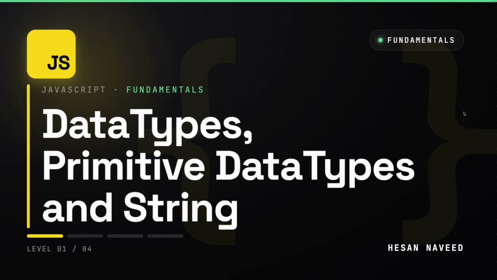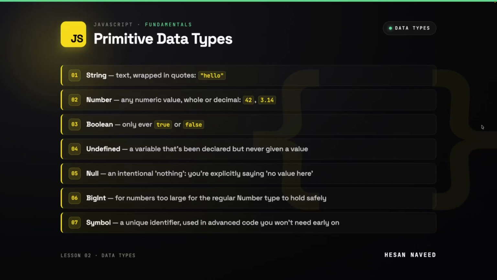JavaScript splits its data types into two big families, primitive data types and non-primitive, also called reference types. Today is all about primitives, the simple fixed building blocks everything else is made from. Now in JavaScript we have 7 different primitive data types, and all of them are listed on your screen.